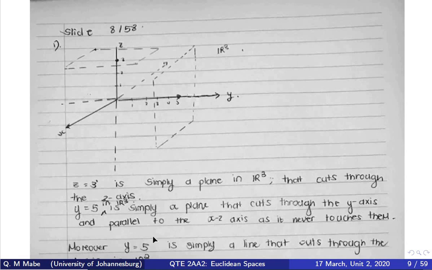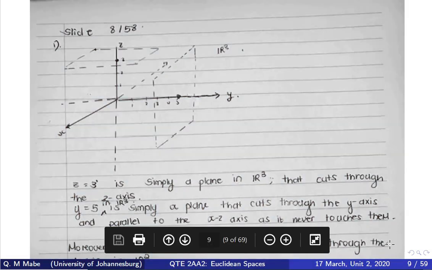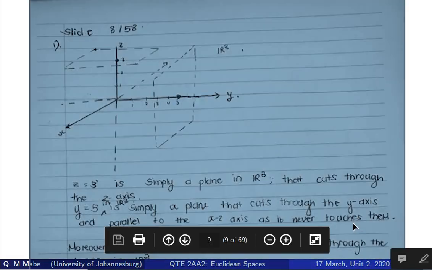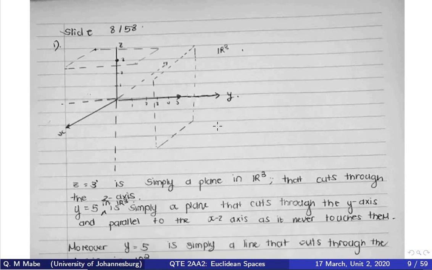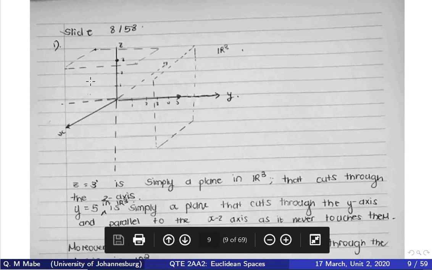We did say that y equals 5. Y equals 5 is simply a line that cuts through the y-axis at y equals 5. And we don't draw the line y equals 5 here because this is a three-dimensional space. Y equals 5 in R2 is defined on the xy coordinate space. So we're not going to draw this line here.